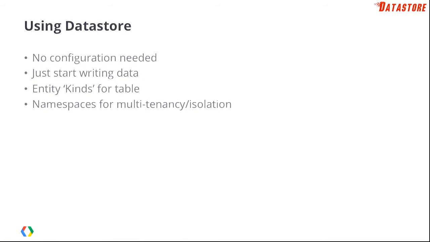If you want isolation, you can use namespaces for multi-tenancy or to isolate like a development instance, or you can even use an entirely different app to completely isolate your like staging instance from everything else.